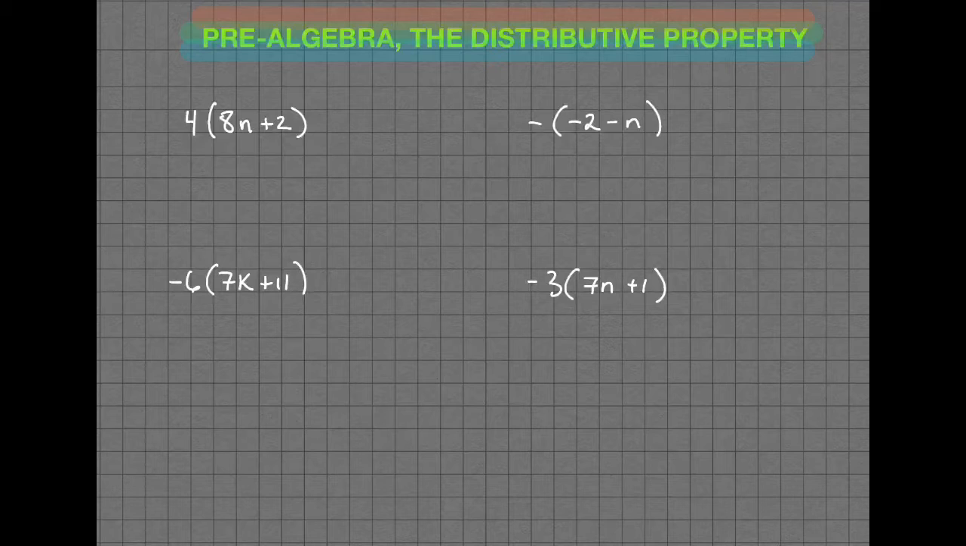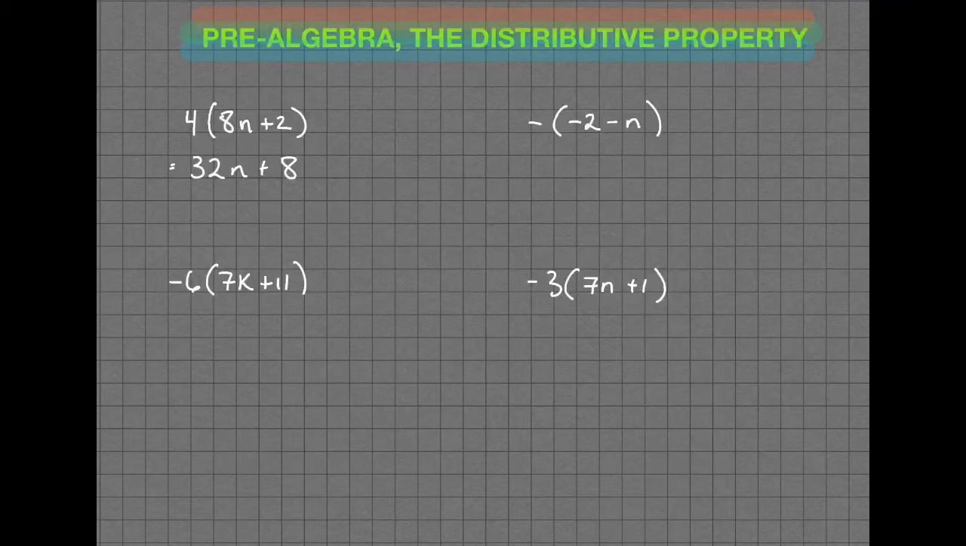Okay, next set of numbers. So here we have the first one here, 4 times 8n plus 2. So we're just going to drop that 4 in. So 4 times 8n, that's going to give you 32n. And then 4 times 2 gives you a positive 8.